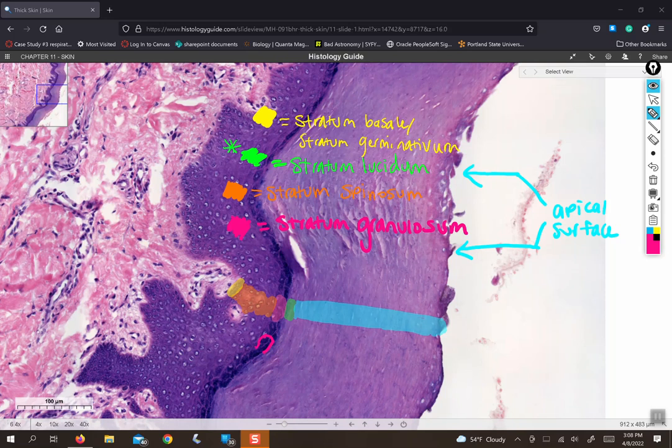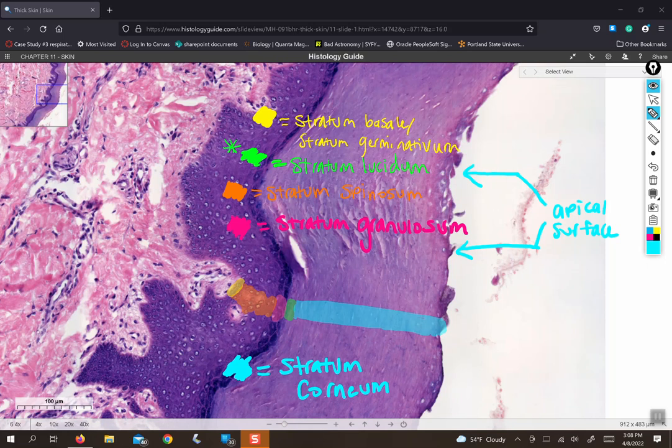And they're in the process of dying because as they move up, the next thing they're going to become is our blue highlighting, which is the stratum corneum, which is this. So that's a cornified layer of dead keratinocytes, which have filled up with keratin and then died.